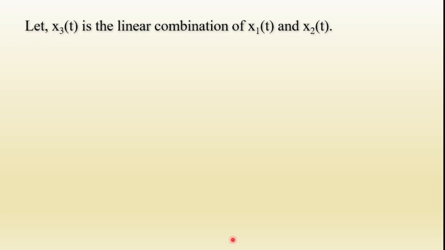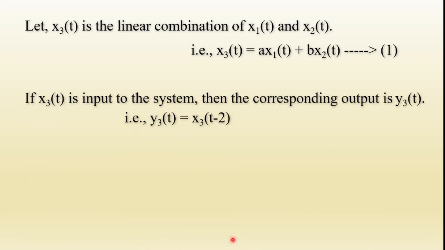Let x3 of t be the linear combination of the two signals, x1 of t and x2 of t. So x3 of t is equal to a x1 of t plus b x2 of t. This is considered as equation 1. Similarly, consider a third system, whose input is x3 of t and its corresponding output is y3 of t. The given system is y of t is equal to x of t minus 2, so the third system output is y3 of t is equal to x3 of t minus 2. But x3 of t is equal to a x1 of t plus b x2 of t.